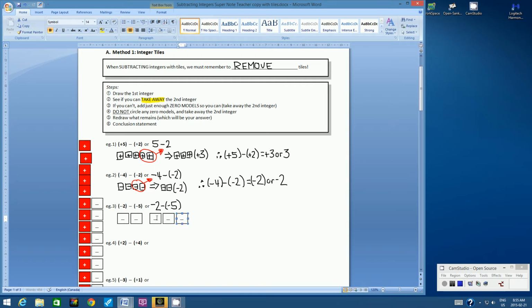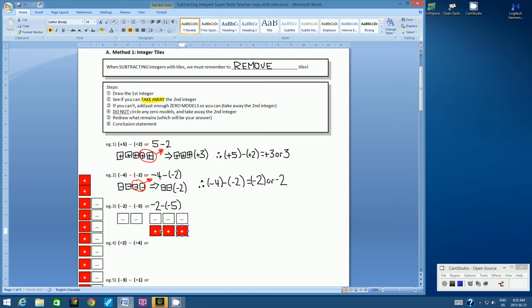Now, when we bring over 3 negative tiles, the problem is we've changed the first integer. The first integer now is no longer -2, it's actually -5. So, when we bring over the 3 negative tiles, we have to match them with 0 models. And I'll show you why here once I bring them over. So bring over 3 positive tiles so that they line up under the 3 negative tiles that you just brought over. Okay? Now look at this diagram.